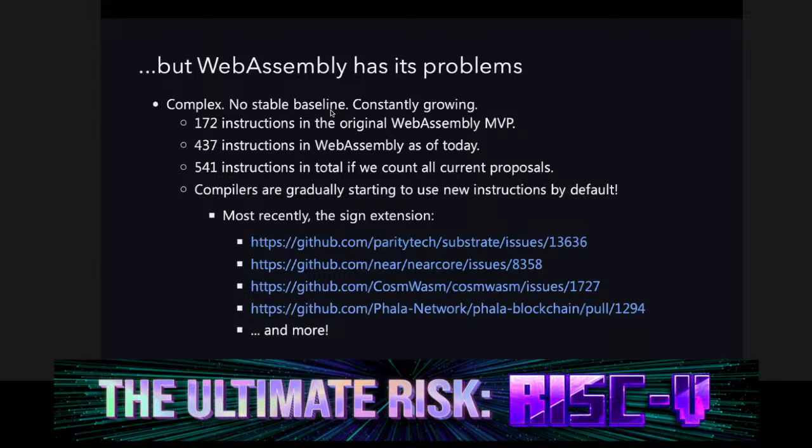For comparison, if we look at the current king of complexity of instruction sets, which is the 64-bit x86 architecture, it has, depending on how you count, 2,000 instructions. So WebAssembly is 1/4 of that. That's a lot. And compilers are gradually starting to use those new instructions by default, often with no prior warning. Like, for example, most recently, the sign extension instructions were enabled by default in LLVM, which did surprise multiple blockchains, including us.